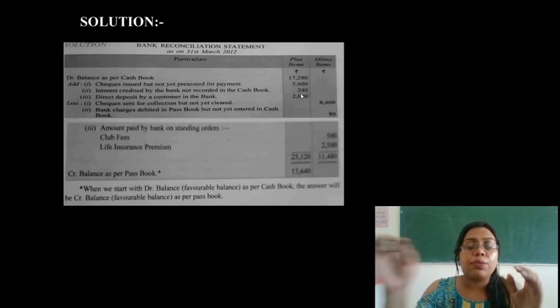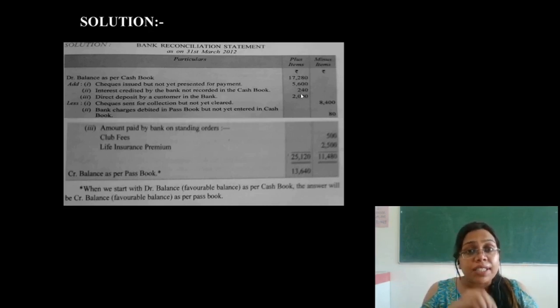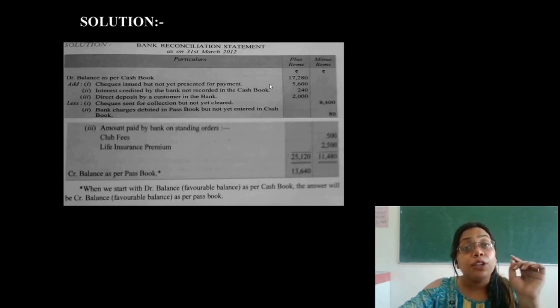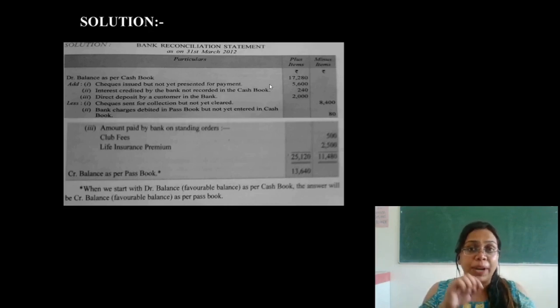Please make sure that while I am explaining the statement and making you understand the treatment of this particular statement, you are writing this in your notebooks. Otherwise, you will not be able to understand without practically solving this. So do make sure that you are solving this along with me.